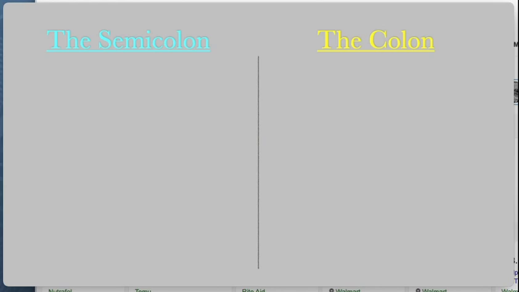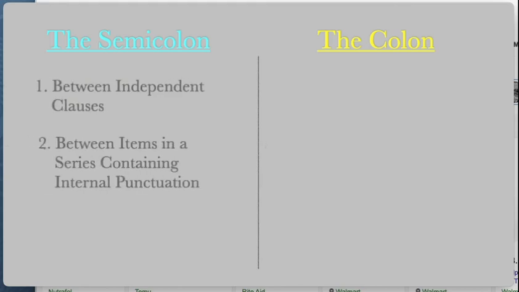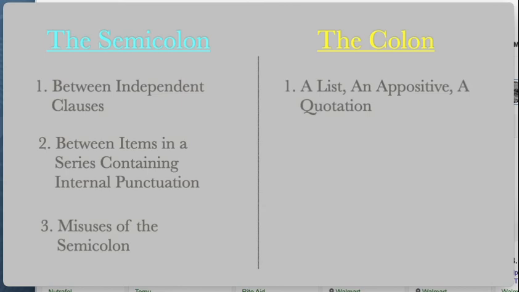So we will be discussing use of the colon between independent clauses, between items in a series containing internal punctuation, and then we'll talk briefly about common misuses of the semicolon. We'll also discuss the uses of the colon when it's used with lists of positives and quotations, conventional uses of the colon, and lastly, we'll talk briefly about misuses of the colon.